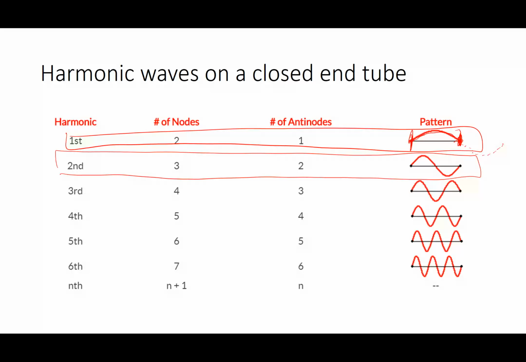The second harmonic has a full wavelength in it this time. And you can see for every harmonic number that you add down the line, I'm adding half a wavelength. So the first harmonic starts off with half a wavelength, and for every successive harmonic that I move up, I add a half of a wavelength, all the way to the nth harmonic. Alright, so what does this mean in terms of wavelength?